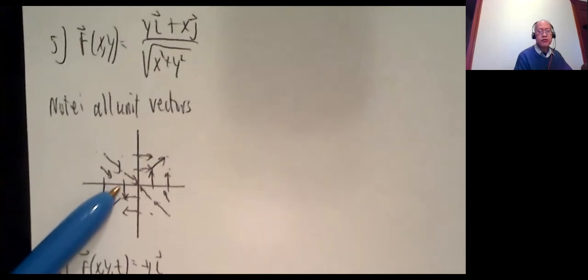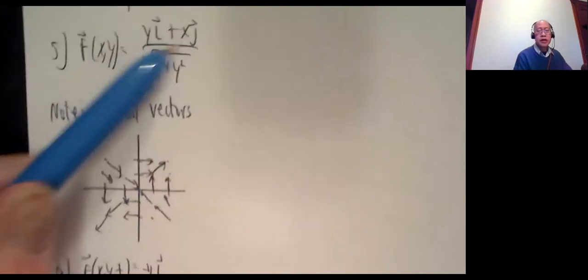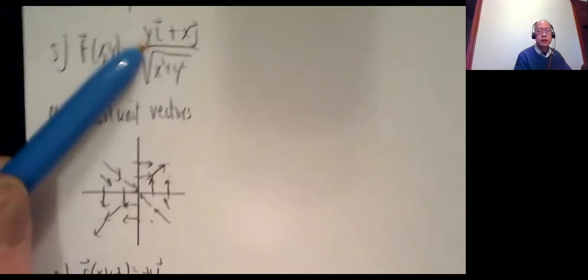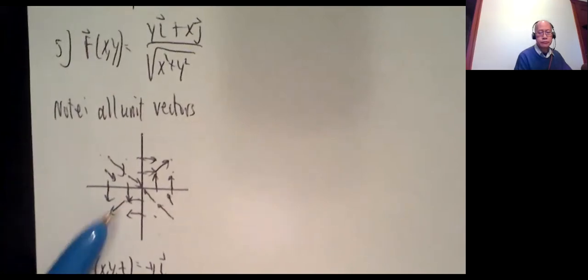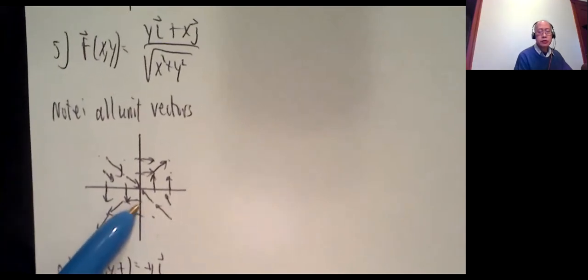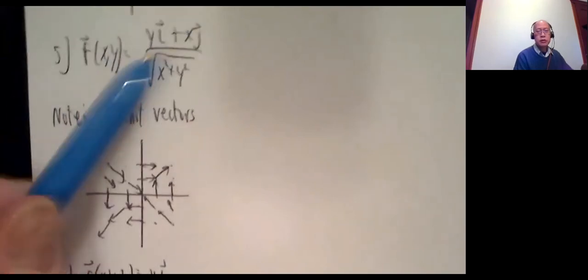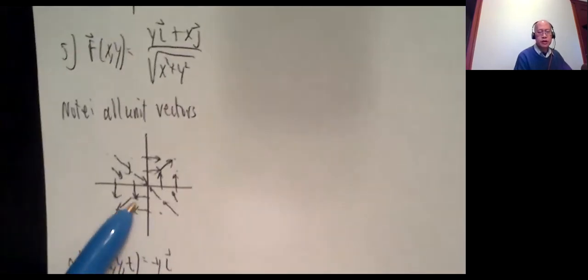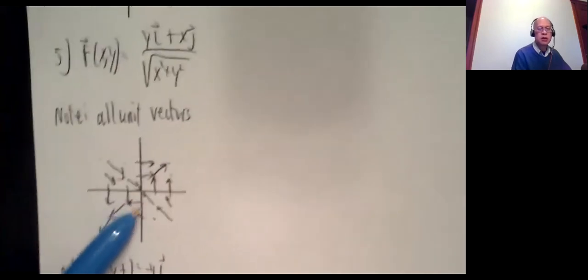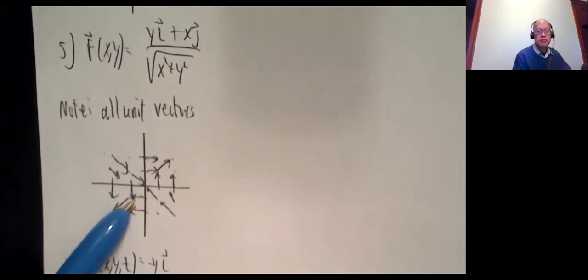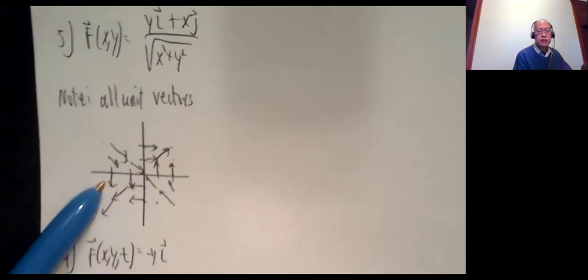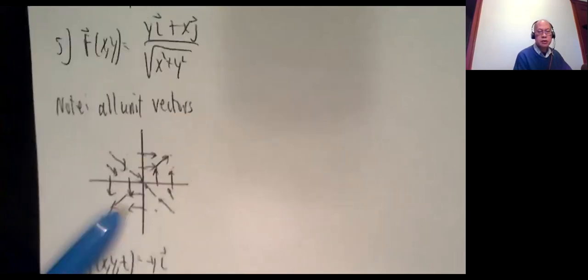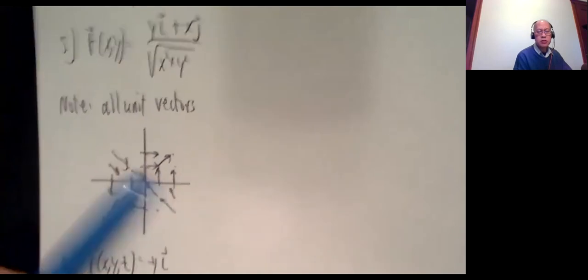This one is -1, 0. -1 here, 0 there. That's negative j, 1 unit down. This is 0, -1. Negative i. That's 1 unit to the left. Now, I went out to -2, 0, 0, -2, 2, 0, and 0, 2.